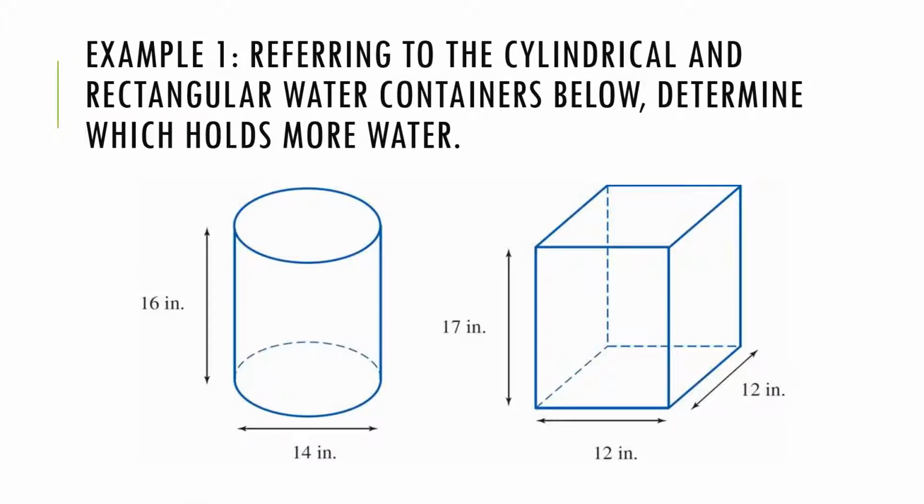So here we have a couple of containers. It says, referring to the cylindrical and rectangular water containers below, determine which holds more water. So on the left we have a cylinder that's 16 inches tall by 14 inches wide, and then on the right we have a rectangular box that is 12 inches by 12 inches by 17 inches.